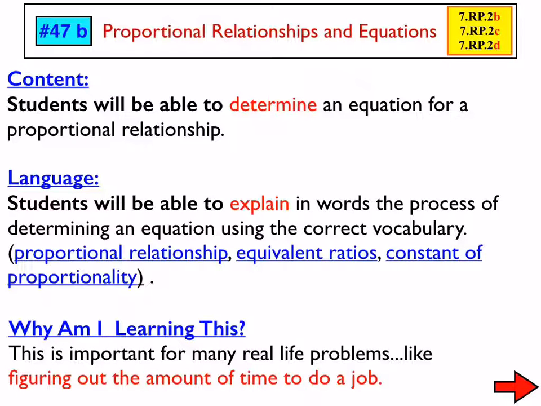Today, lesson 47b, we continue with the topic of conversation, which has been proportional relationships. But today, we put the finishing touches on this with equations. Now, we're still going to go through all of the different things that we've talked about. And we will continue to use the correct vocabulary: proportional relationship, equivalent ratios, constant of proportionality, which sometimes I've referred to as a constant multiplier, which is really what it is.